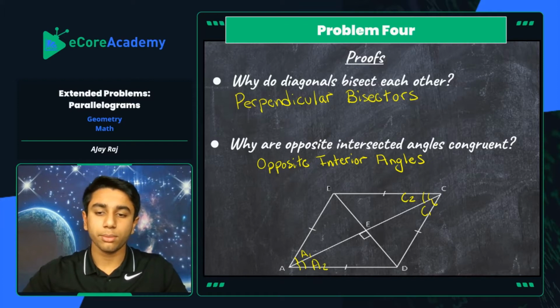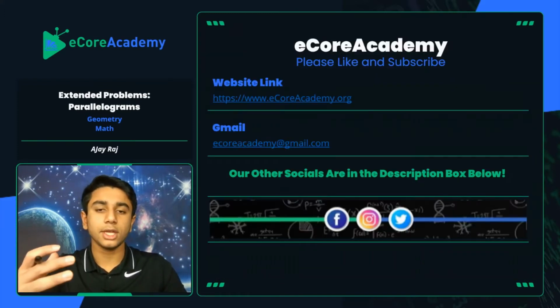And just to recap on perpendicular bisectors, we know that this forms a 90-degree angle on all sides. All these 4 angles are 90-degree angles, therefore they bisect each other at their midpoint, which is located at point E.